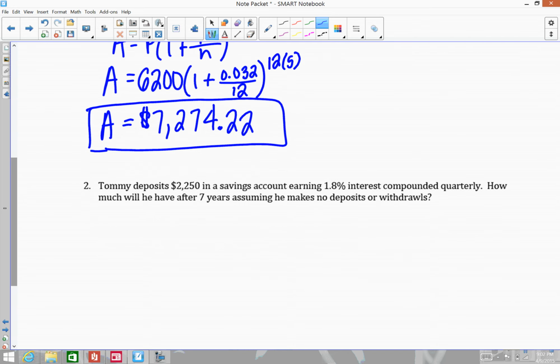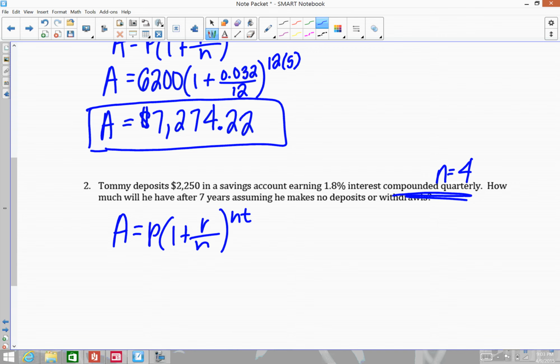So number 2, we're talking about Tommy's depositing $2,250 in a savings account, earning 1.8% interest compounded quarterly. So this tells me that N equals 4. It's happening every quarter. And how much will he have after 7 years, assuming he makes no deposits or withdrawals? So we have our formula again. A equals P times 1 plus R over N, all raised to the NT, just like the other problem.